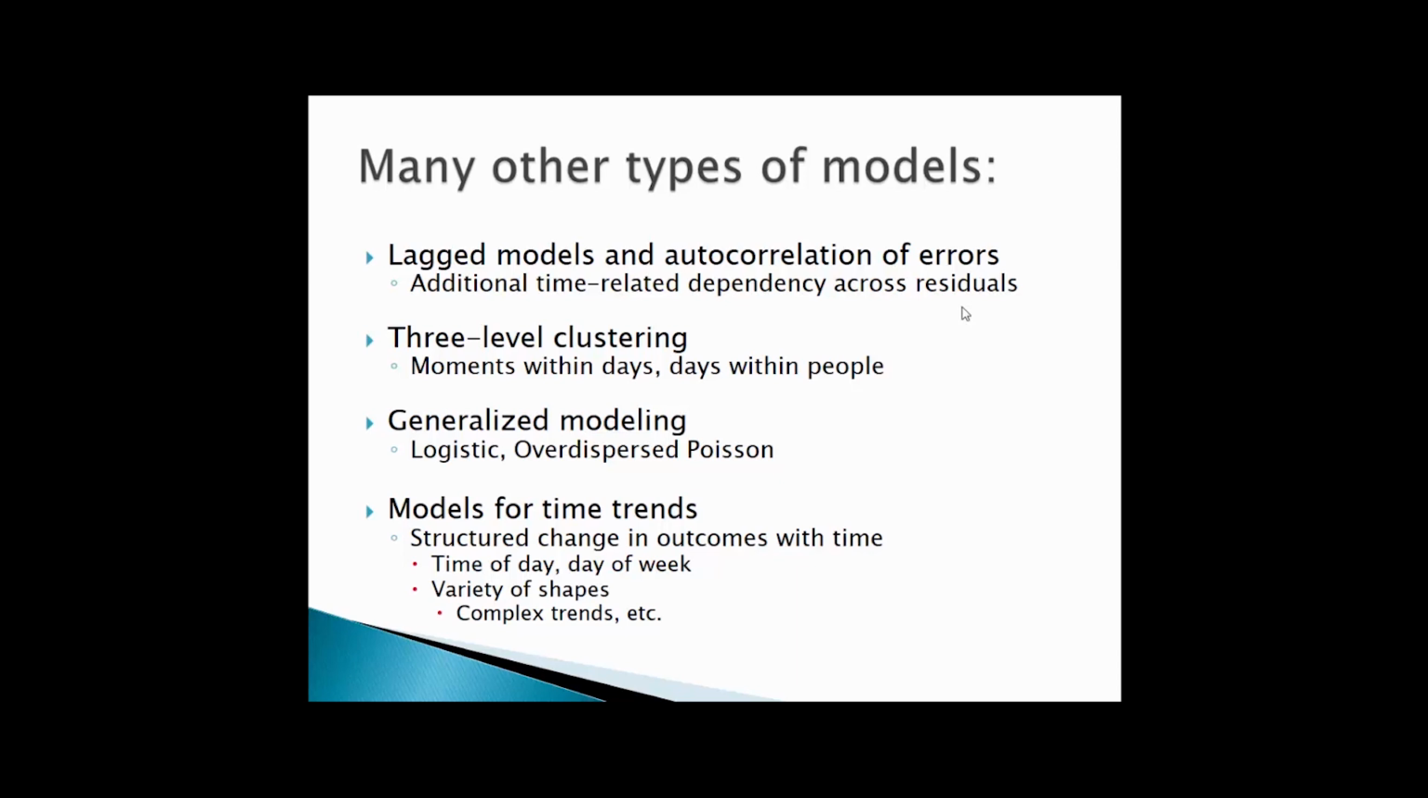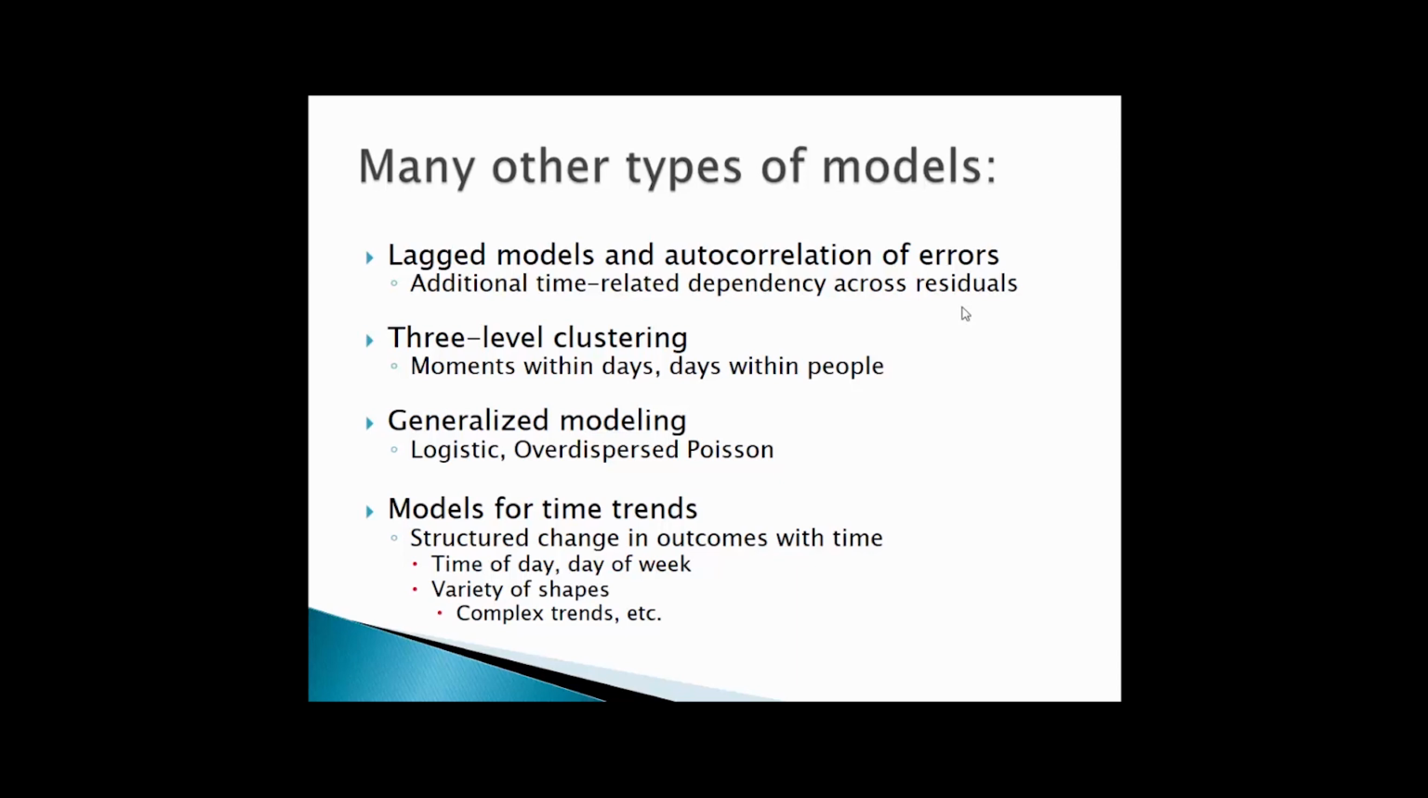We might also think about 3-level or even 4-level clustering. A 3-level clustering model might parse our data into moments within days and days within people. And this might be important if you're really interested in things like day-of-week effects. Maybe you think that there's random day-to-day variability, and that moments within days are more similar than moments across 2 days, even within the same person, and you want to model some of that variability. You could do that with a 3-level model where we partition the variance into the within-day variance, the between-day variance, and then the between-person variance.